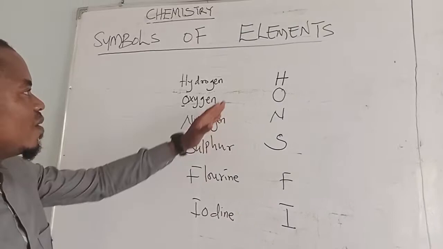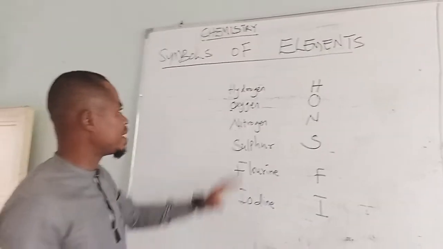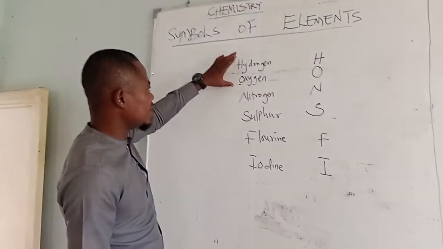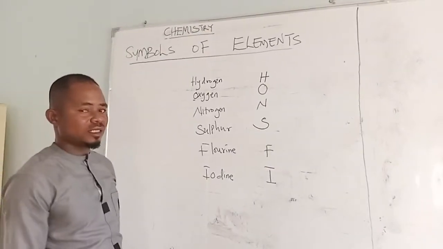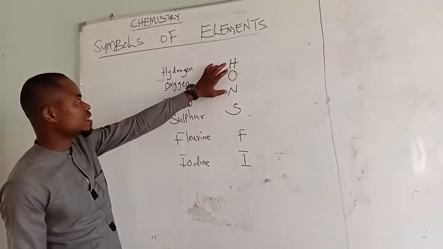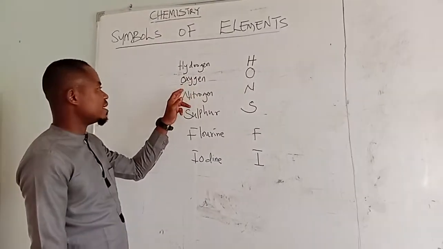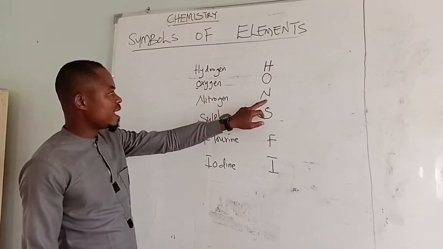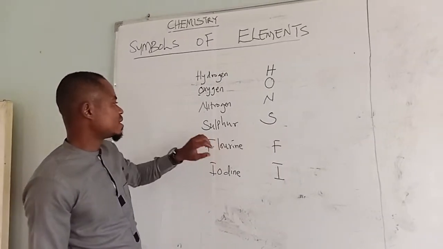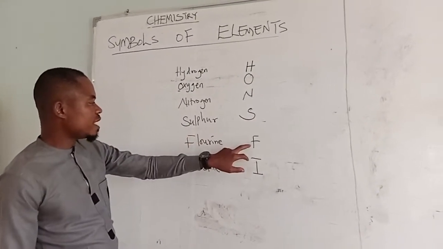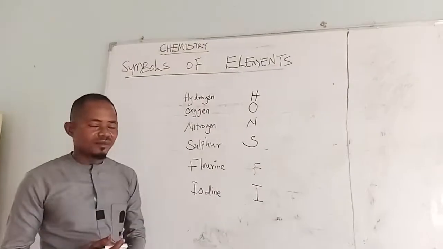So this is how some of the elements with their symbols come about. Picking the first letter of the name of the element, written in capital letter, I represent that element as a symbol. So anywhere you see H in chemistry, the language is what? Hydrogen. Anywhere you see O, it represents oxygen. Anywhere you see N, it represents nitrogen. Anywhere you see S, it represents sulfur. Anywhere you see F, it represents fluorine, and like that.